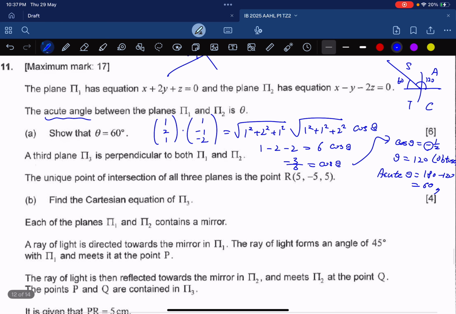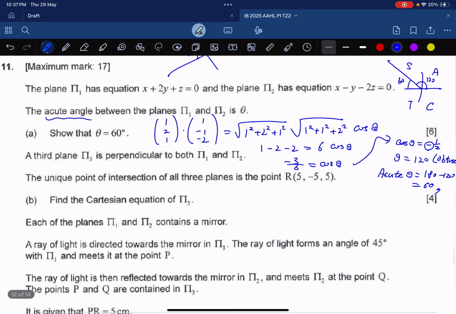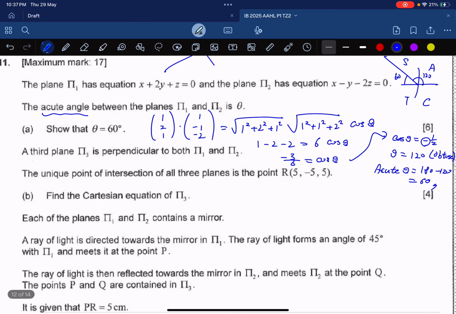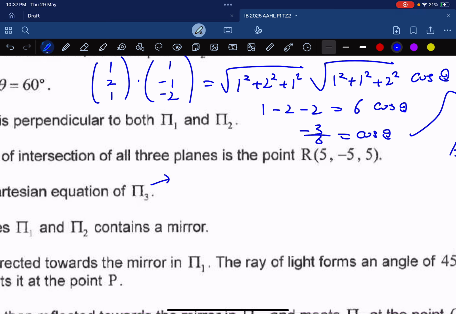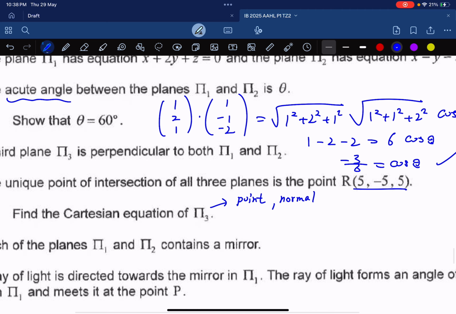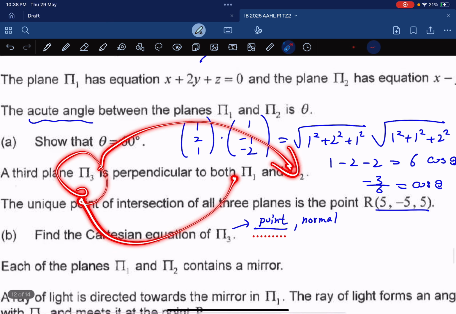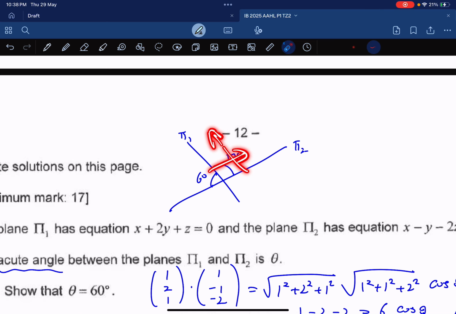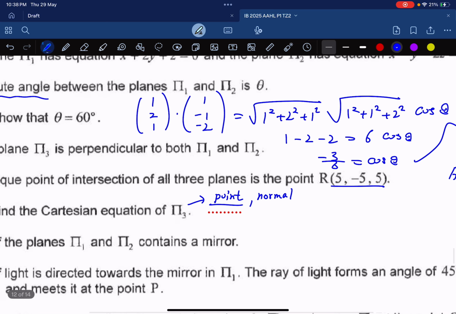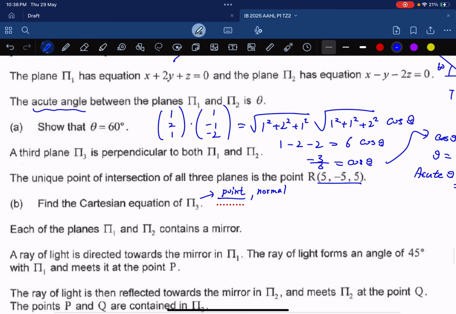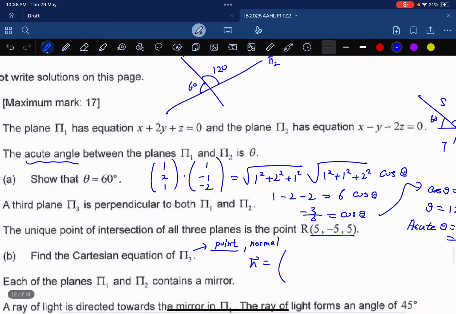A third plane is perpendicular to both plane 1 and plane 2. The unique point of intersection of all 3 planes is this one. Find the equation of plane 3. Remember, for a plane equation, you need 2 things. You need a point, and you need a normal vector as well. So what you need to do in here is, we've got a point already. The point is done. It's in here already. We need the normal. Since they told you that plane 3 is perpendicular to plane 1 and plane 2, meaning that if this is normal 1, normal 2, plane 3 will be poking into the paper. So the normal of plane 3 can be found by using the cross product of these two.